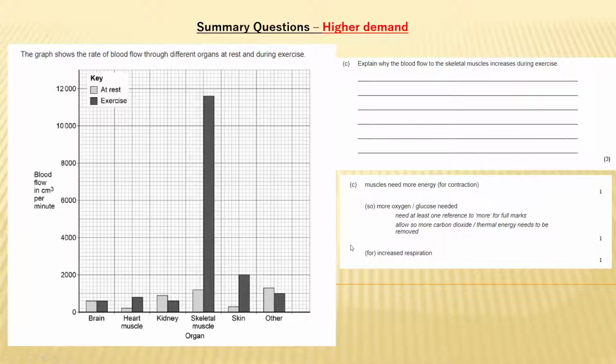Now, because of that demand of increased respiration and increased energy, we need more oxygen and more glucose. So you'll typically see when people are exercising, they are breathing faster. But remember, breathing is not respiration. The breathing will be supplying the oxygen but releasing carbon dioxide too at a much higher rate.